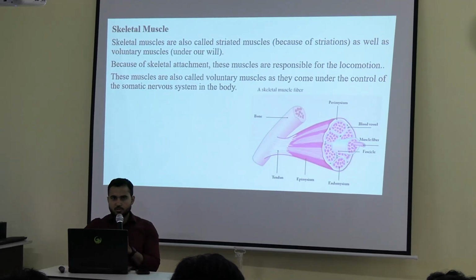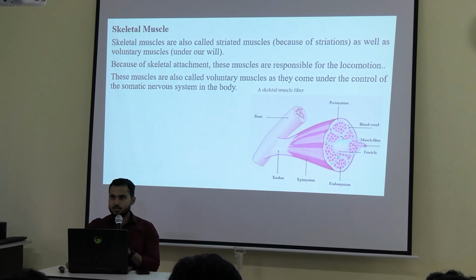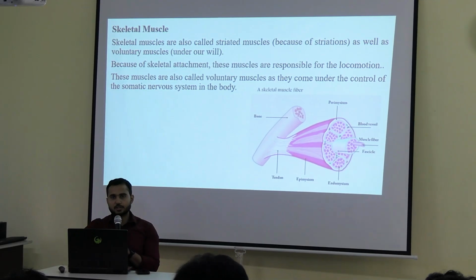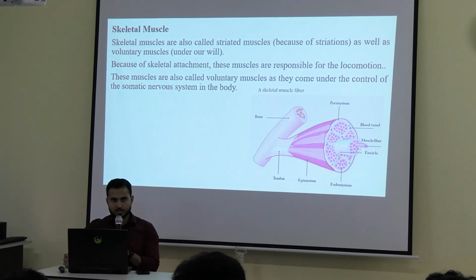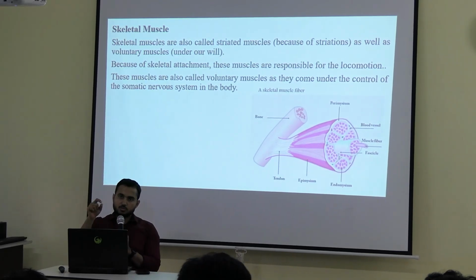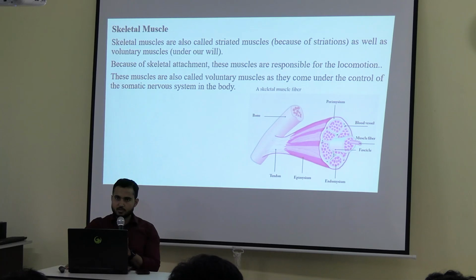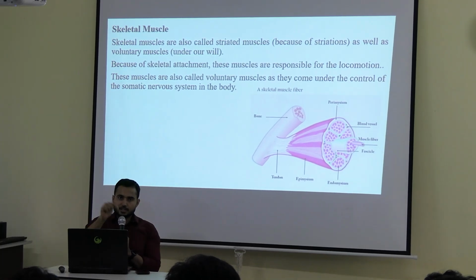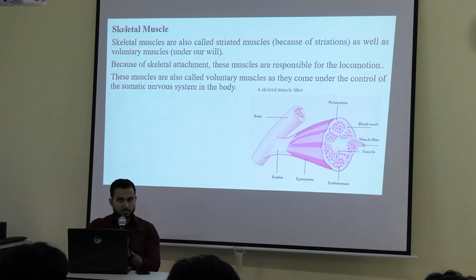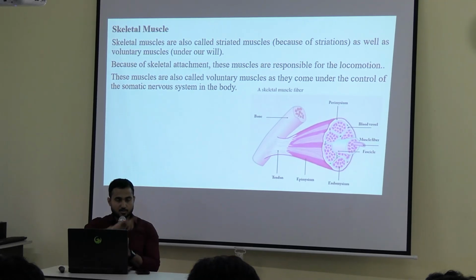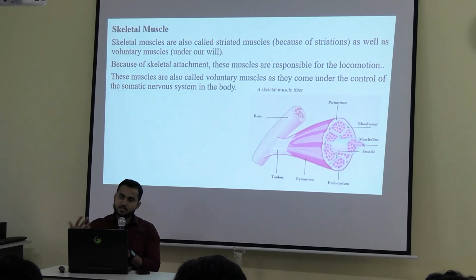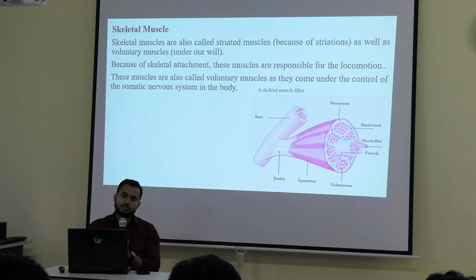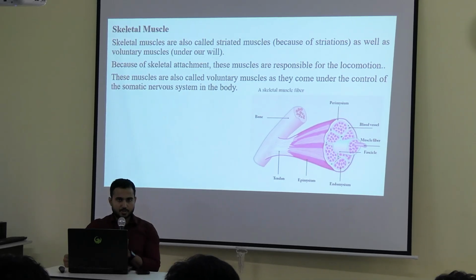in bones, in the osteology class, you have studied about the clavicle, you have studied about the scapula. Along with that, you have studied the muscle attachment also. So the muscles which are generally associated with the skeletal system are called skeletal muscle. That's why it is also called skeletal muscle. Next, it is voluntary in nature because it is supplied by the somatic nervous system.